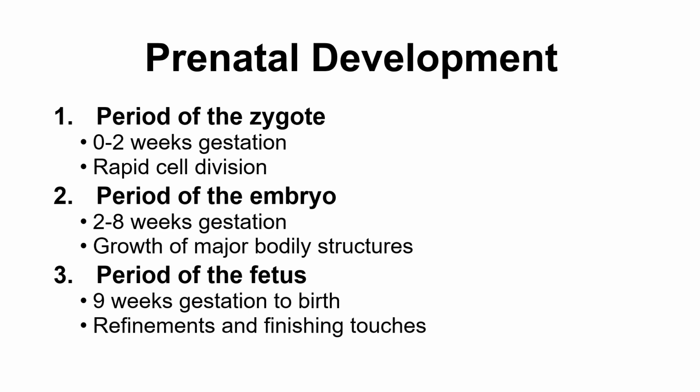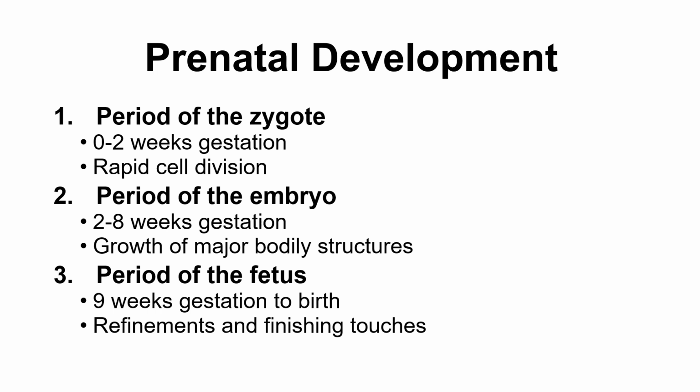Now, these titles aren't necessarily consistent across stages, or across sources, I suppose you can say. The stages themselves, the 0 to 2 weeks, 2 to 8, and then 9 weeks plus, are all pretty consistent, but everybody seems to call them something different. So our period of the zygote, you might be familiar with that being called the germinal stage. And that goes from conception all the way up to 2 weeks. And that's a stage of rapid cell division.